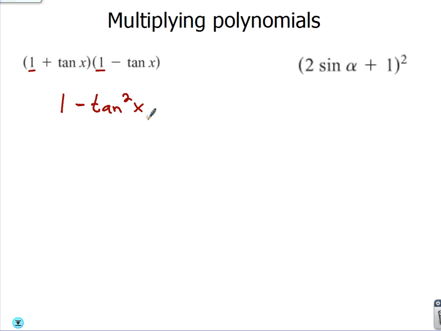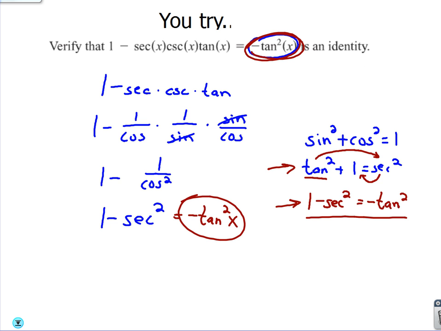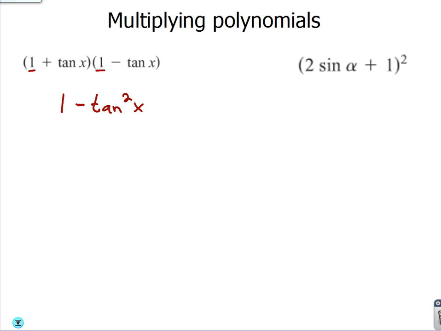Can we do anything with that? What's your identity that involves tangents, squares, and 1s? Your Pythagorean identity. Actually, we got it right here, don't we? Tangent squared plus 1 equals secant squared. Is there any way we can turn this into tangent squared plus 1? Can we factor out a negative to turn it into tangent squared plus 1?